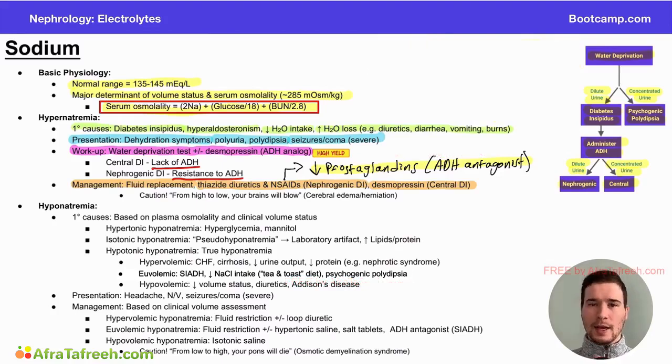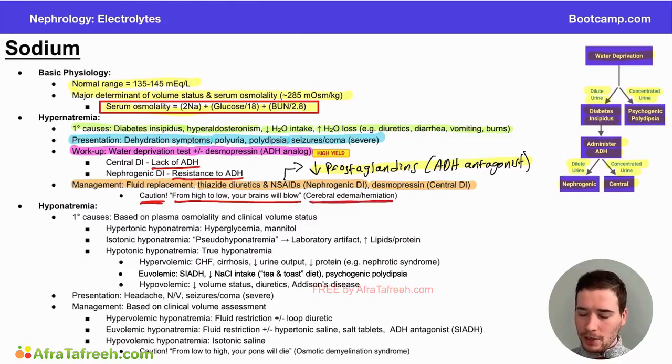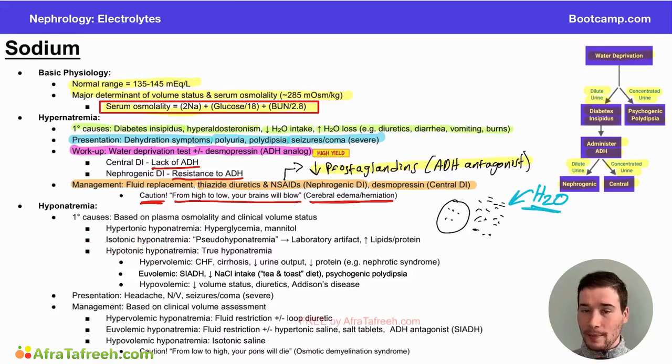And the final key point here is this pretty famous saying that you should have caution, and it goes, from high to low, your brains will blow. And that means if you're too rapid in changing a high sodium concentration state to a low sodium concentration state, you can create cerebral edema and herniation. Because again, this goes back to what we talked about at the beginning. If we have high solute inside the cell versus low solute outside the cell, and then we dump a bunch of water that is going to dilute the amount of solute outside of the cell, we now might end up with a scenario like this, in that the concentration of sodium is relatively low compared to what's inside the cell, and what's going to happen to the fluid then, given the principle of osmosis?